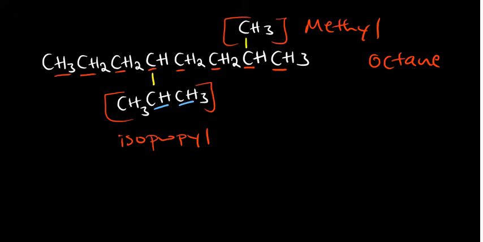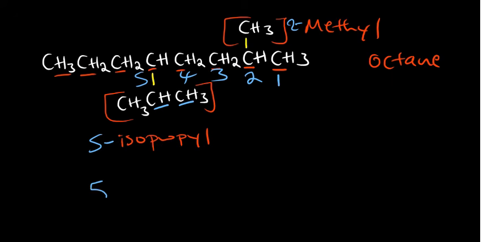So if you start from the side closer to the end, we'll start obviously from this side because that one is on 2. So 1, 2, 3, 4, and 5. So this is on position 5, that is on position 2. So how do we name them? Which one is going to come first? Is this isopropyl or methyl, from the rules that we've talked about? So pause the video and give it a name.